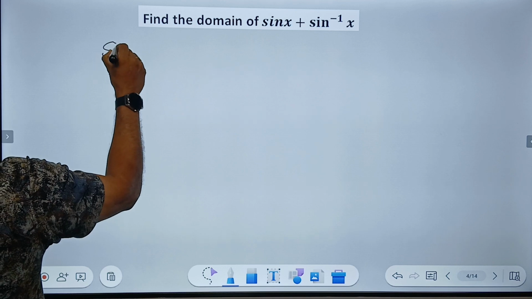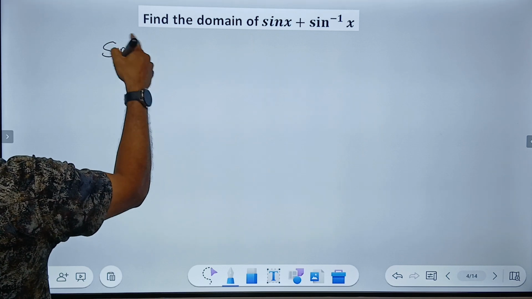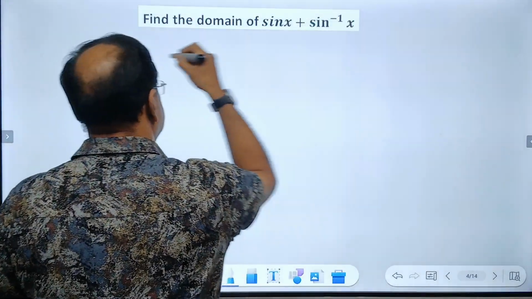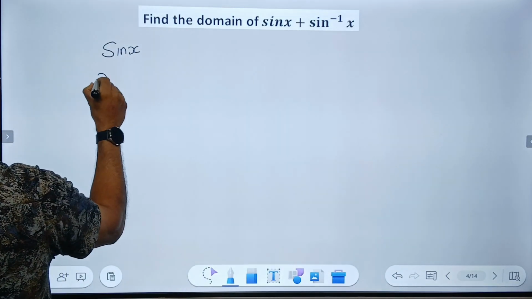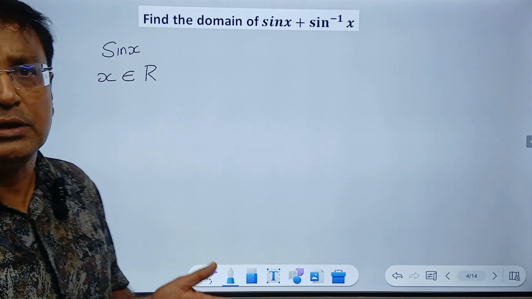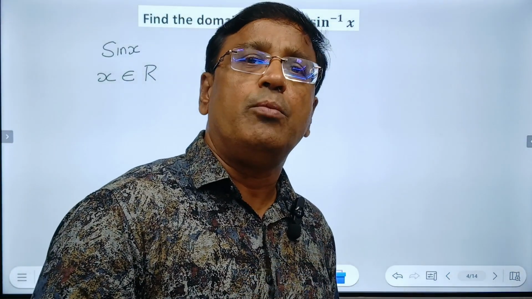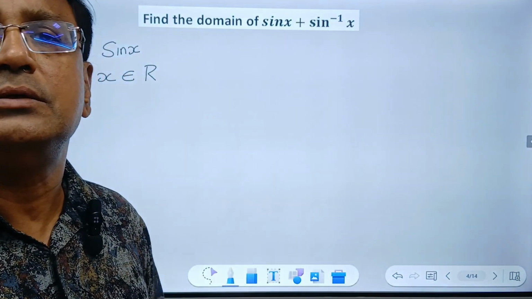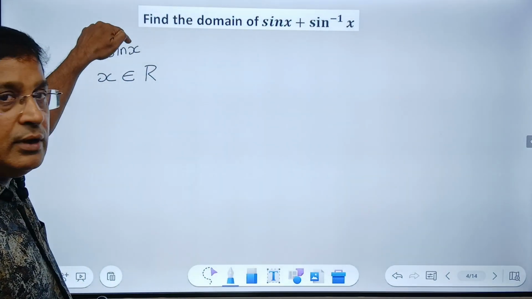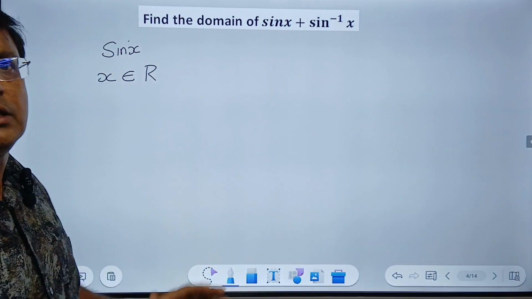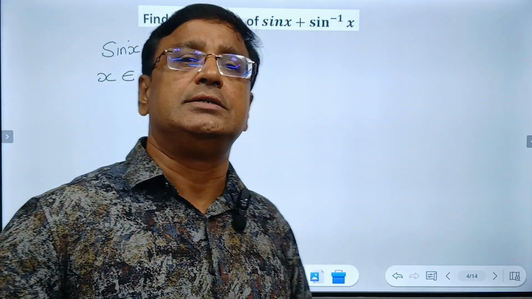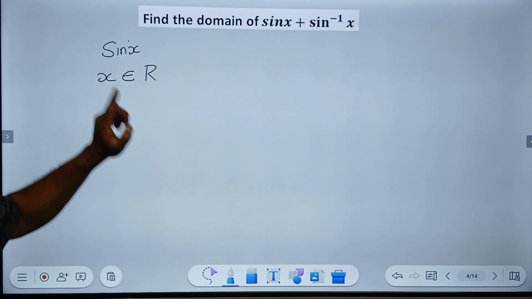Now let us look at sin x. Now x is angles, right? For sine inverse x, x is numbers. This is angle. So definitely your x belongs to real numbers. All angles. Angles are nothing but real numbers. So the domain of sine is always real numbers, because here for sine the input x is angle, but angles are nothing but real numbers, and there is no restriction on angle as far as sine is concerned. Therefore x is all real numbers.